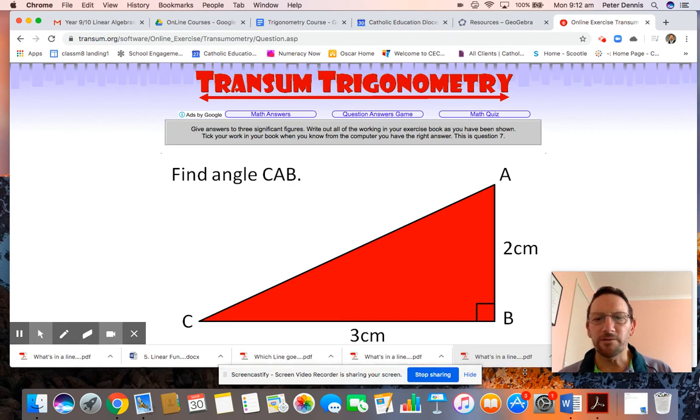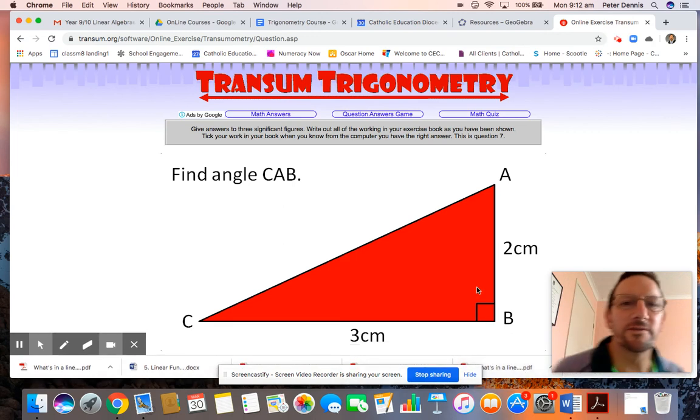Okay, so what we're going to look at today is using trigonometry to find an angle. So the first thing we've got is this right angle triangle, remember? SOHCAHTOA: sine, cos, tan. Sine equals opposite over hypotenuse. Cos equals adjacent over hypotenuse. And tan, TOA, tan equals opposite over adjacent.